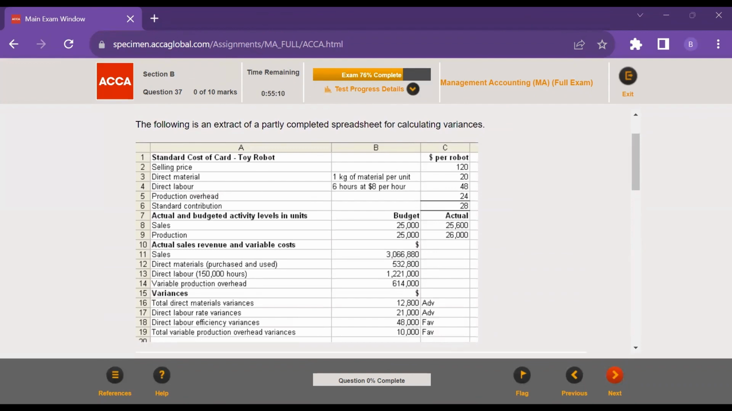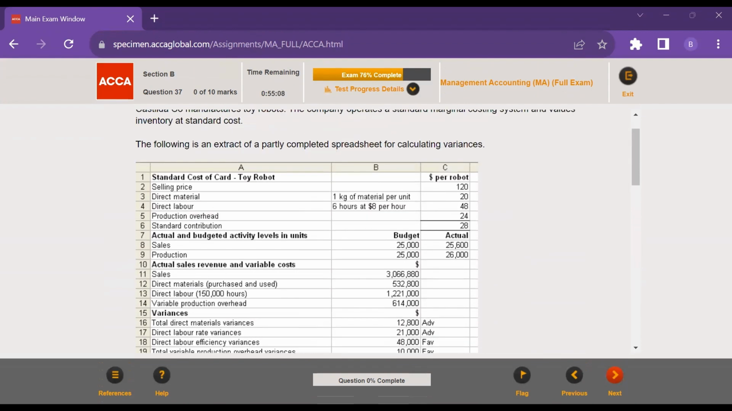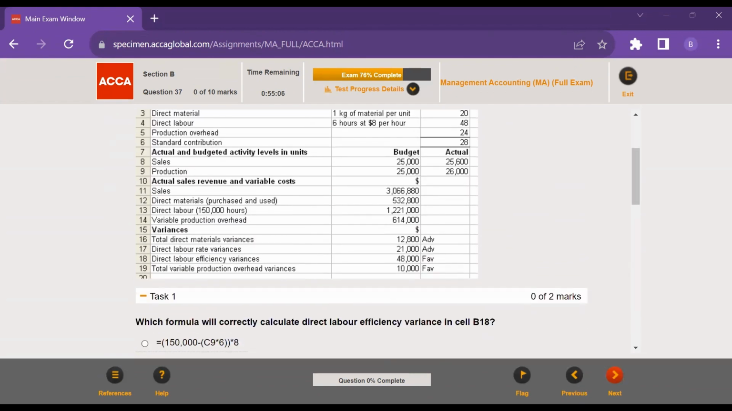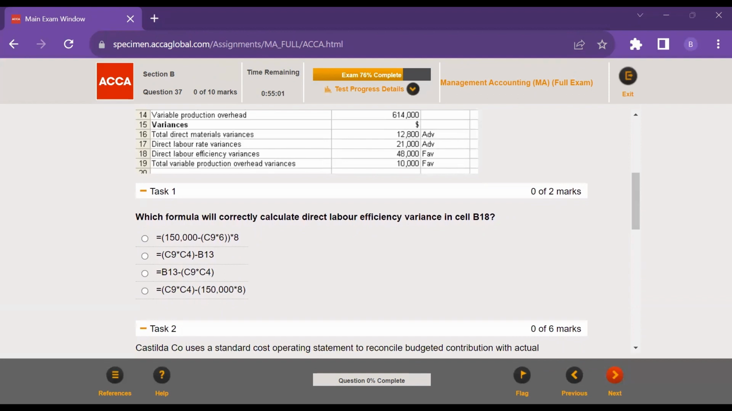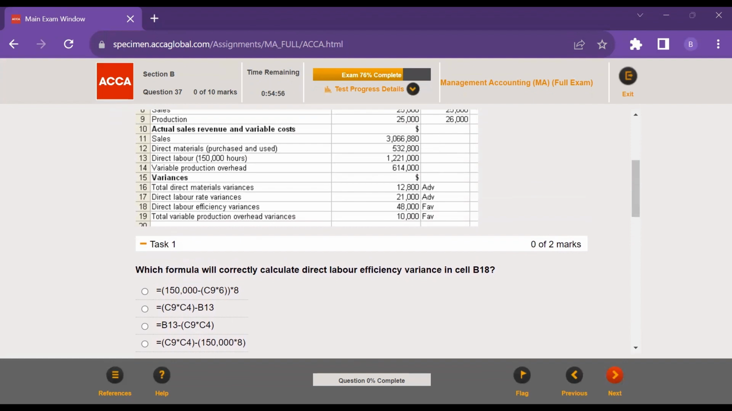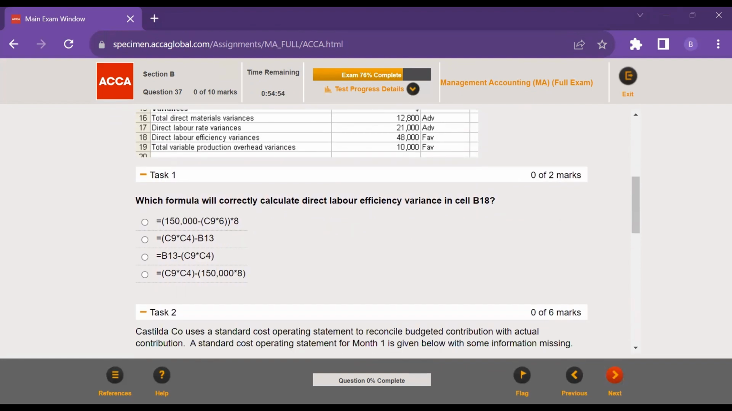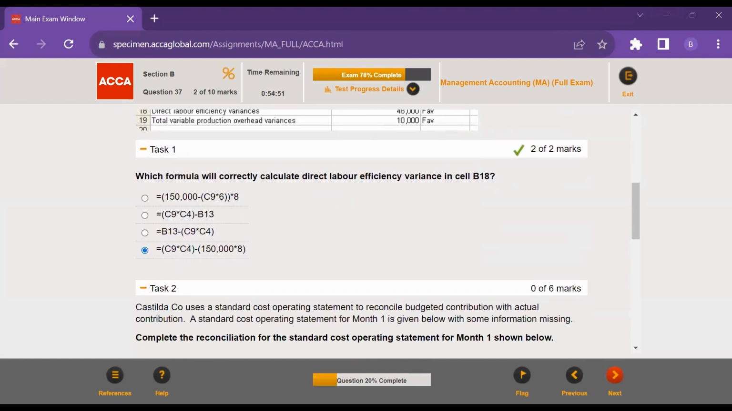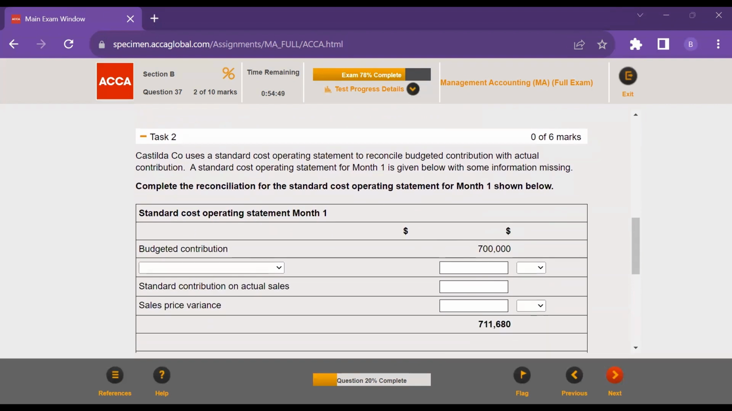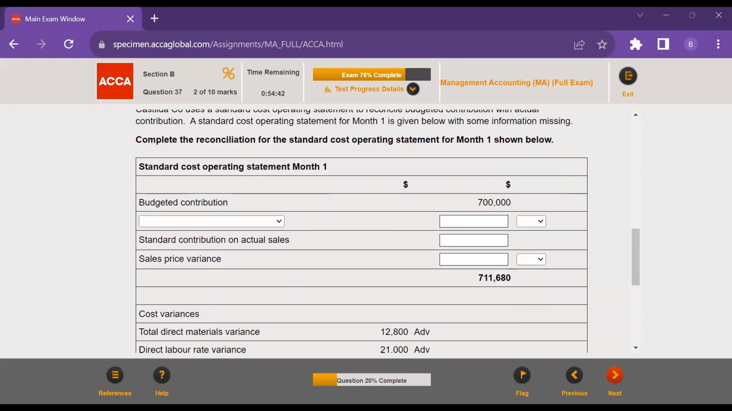So I can say that 150,000 is something which I have actually made, and then I will have to multiply this by 8, which is your standard rate. So I will select this option over here. Now, Castilla Company uses a standard cost operating statement to reconcile budgeted contribution with actual contribution. Standard cost operating statement for month 1 is given below with some missing information.